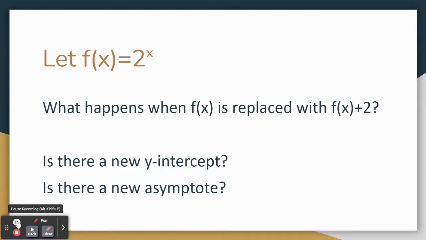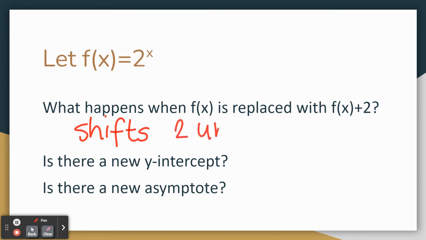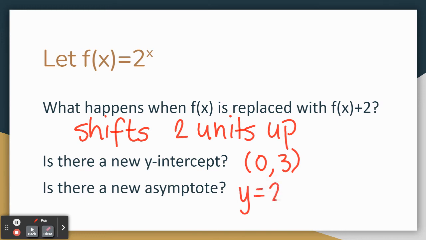All right, so let's answer the questions. What happens when f of x is replaced with f of x plus 2? Our graph shifts 2 units up. So we have a vertical shift, moving up 2 units. Is there a new y-intercept? Of course. It is 0, 3. Is there a new asymptote? Yes. It is y is equal to 2.